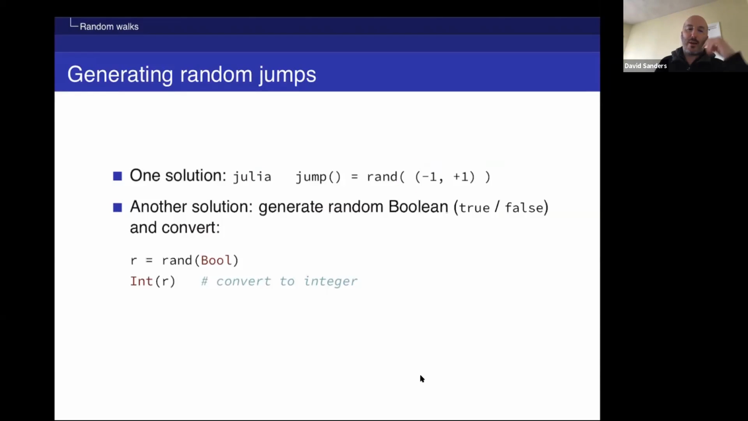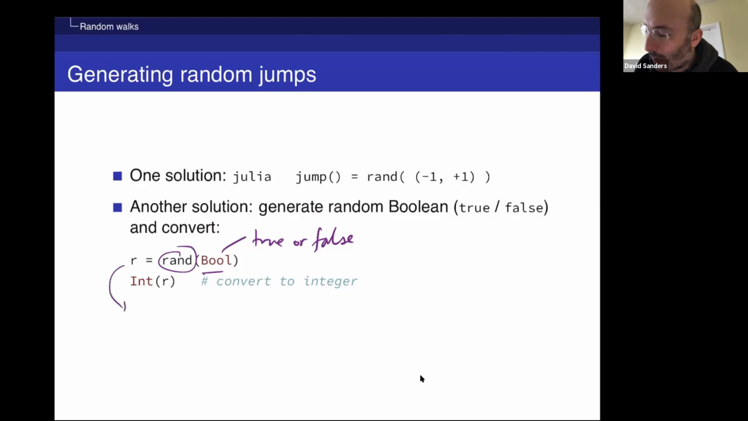A different way would be to generate a random Boolean. Remember that a Boolean variable is true or false, and I'm actually using the name of the type, which is Bool with a capital B. Now I want a random one of those. True or false is a finite collection, so when I take rand of it, it's going to choose one of those values with equal probability, so with probability of half. So I'll get out the value true or false.